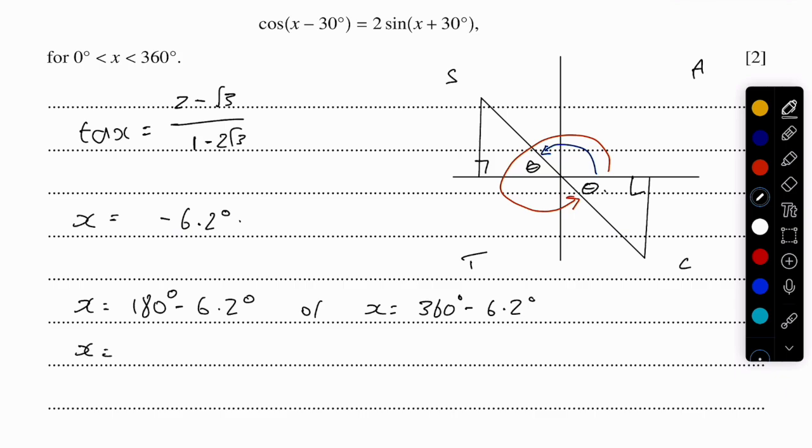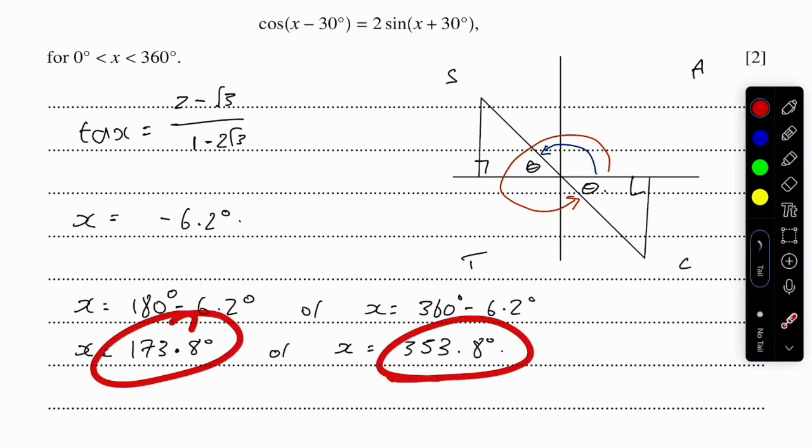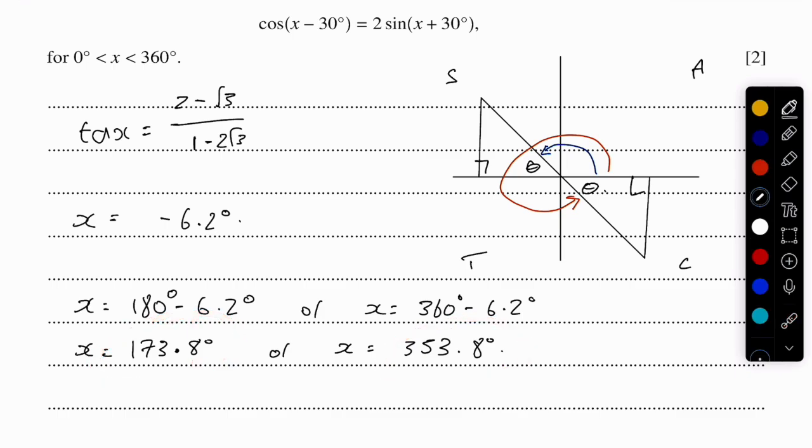Okay, that means x is going to equal 173.8 degrees or x is going to equal 353.8 degrees. Now what's the period of tan? Well, 180. If you add any multiple of 180 to any of these, we're going to be out of the bounds. So therefore these are going to be your final answers.